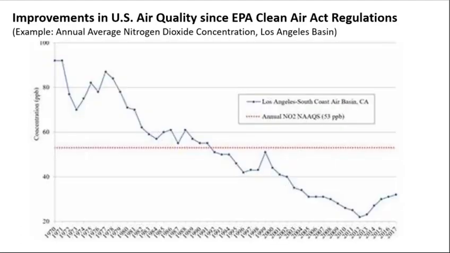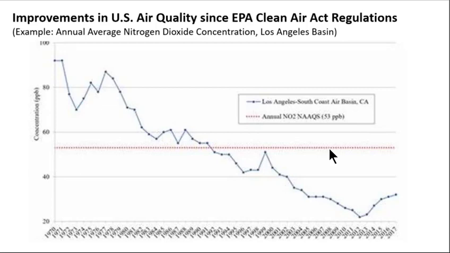Another traffic-related pollutant is nitrogen dioxide. This plot shows the trend over 1970 to 2017 of the highest annual average NO2 concentration among monitoring sites in the Los Angeles basin. The vertical axis is NO2 concentration in parts per billion, and the horizontal is year, going from 1970 to 2017. The red dashed line is the annual NO2 NAAQS standard of 53 parts per billion.